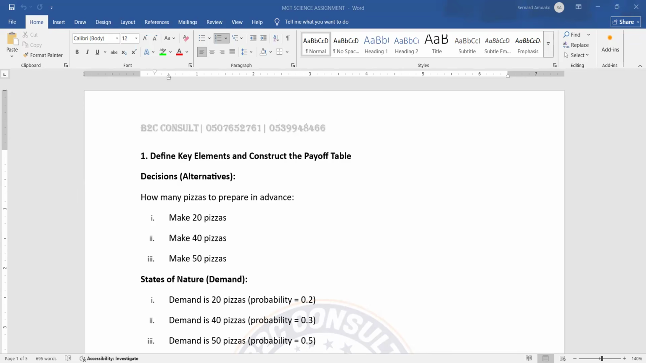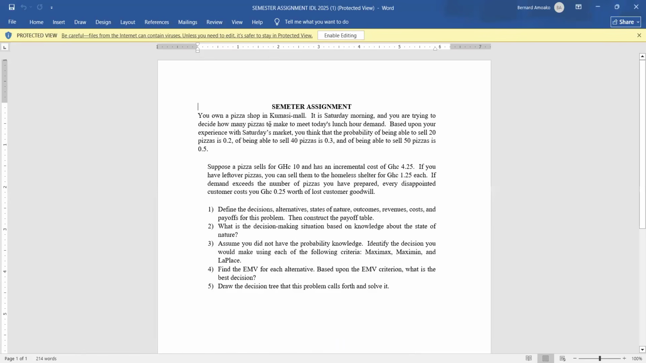Good. So this is the question. It says that you own a pizza shop in Kumasi Mall. It is Saturday morning, and you are trying to decide how many pizzas to make to meet today's lunch hour demand. Based upon your experience with the Saturday market, you think that the probability of being able to sell 20 pizzas is 0.2, being able to sell 40 pizzas is 0.3, and then being able to sell 50 pizzas is 0.5.